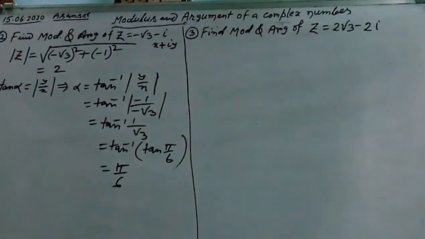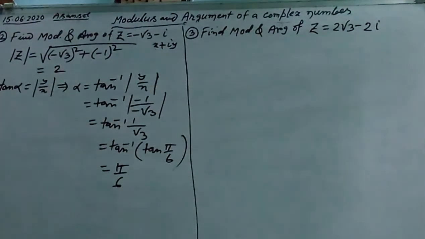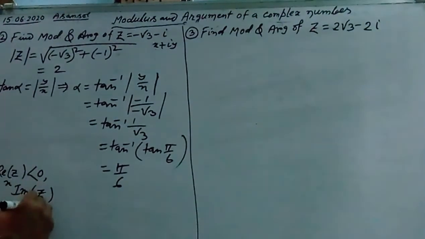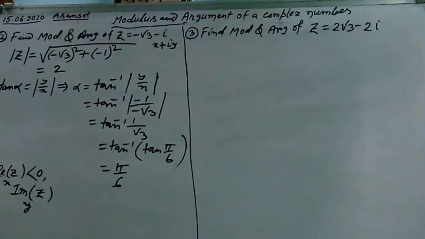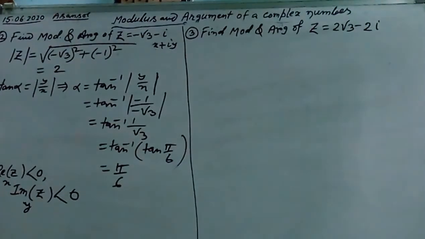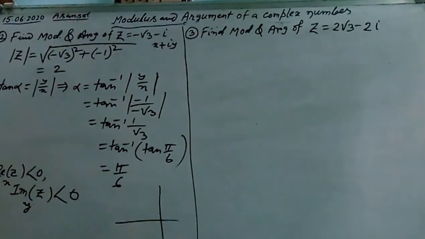Now see, real z means x. Real z, that is x, is negative, and imaginary z, that is y, is also negative. X and y both are negative. So it will lie in which quadrant? It will lie in the x negative, y negative region, that is the third quadrant.